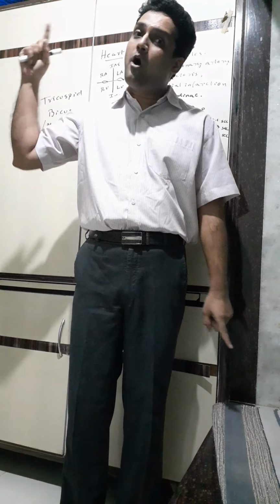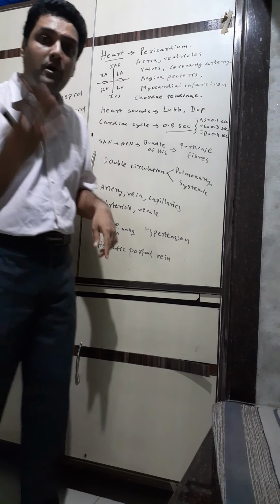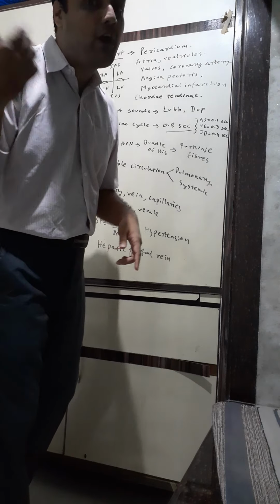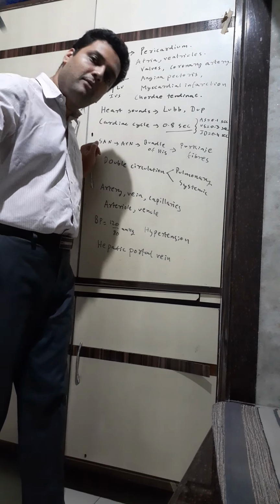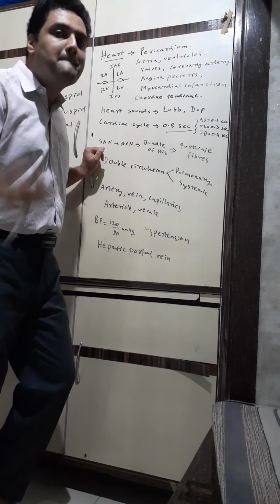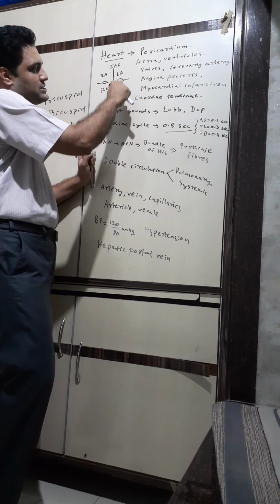Oxygenated blood from the lungs will enter the left atrium through 4 pulmonary veins. Okay, only veins carrying oxygenated blood. So oxygenated blood from the lungs into the left atrium will come by 4 pulmonary veins. From the left atrium, the oxygenated blood goes into the left ventricle.